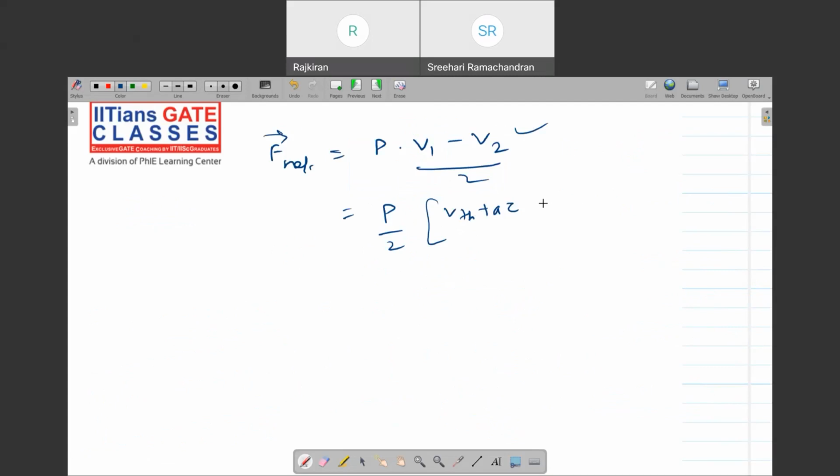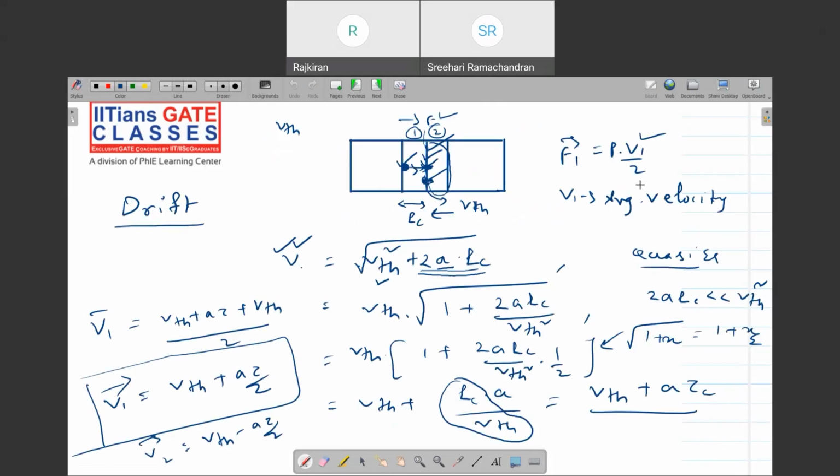Oh, okay. It's clear. That is the net flux formula. Okay, so it is V1 minus V2 by 2. So V1 minus, what is V2? V2 is VTH minus 8 tau, right? So V1 means VTH plus 8 tau, right? Divided by 2.